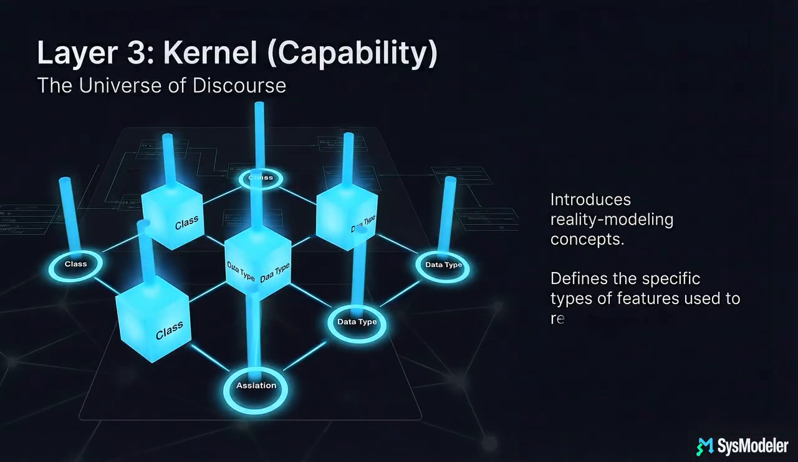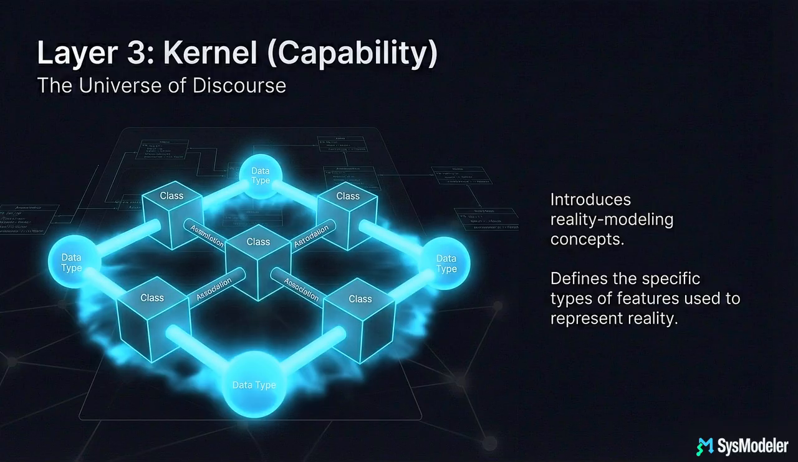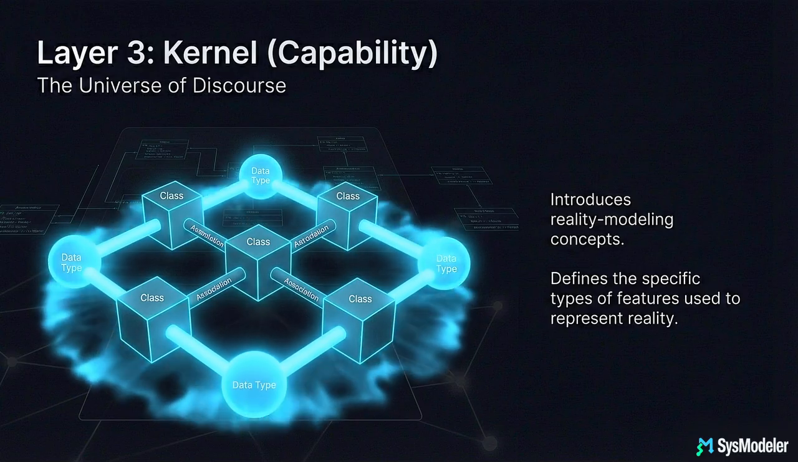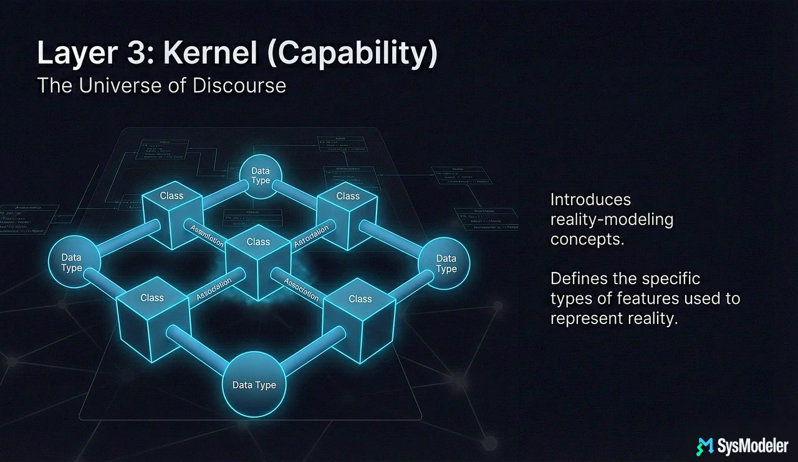Kernel, or modeling capabilities. This layer defines the universe of discourse. It introduces specific kinds of types and features to represent different aspects of reality: data types, classes, and associations.